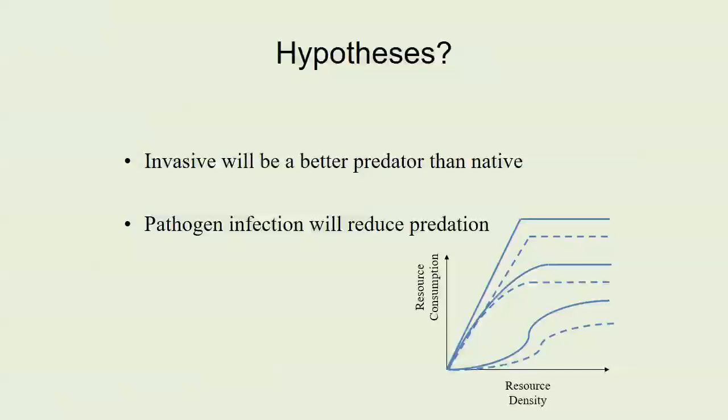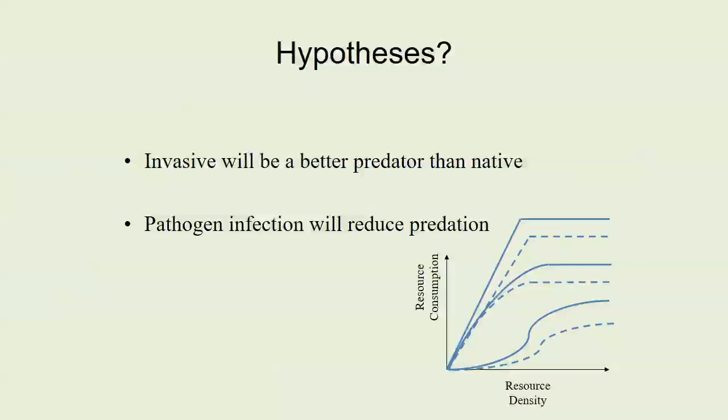We hypothesized this primarily because, especially in invasive predators, being a better predator would further facilitate their invasive species status. Secondly, we suggested that pathogenic infection will reduce predation. This was primarily due to infection having associated physiological and metabolic costs. So in order to address these questions, we used our ladybird study system.